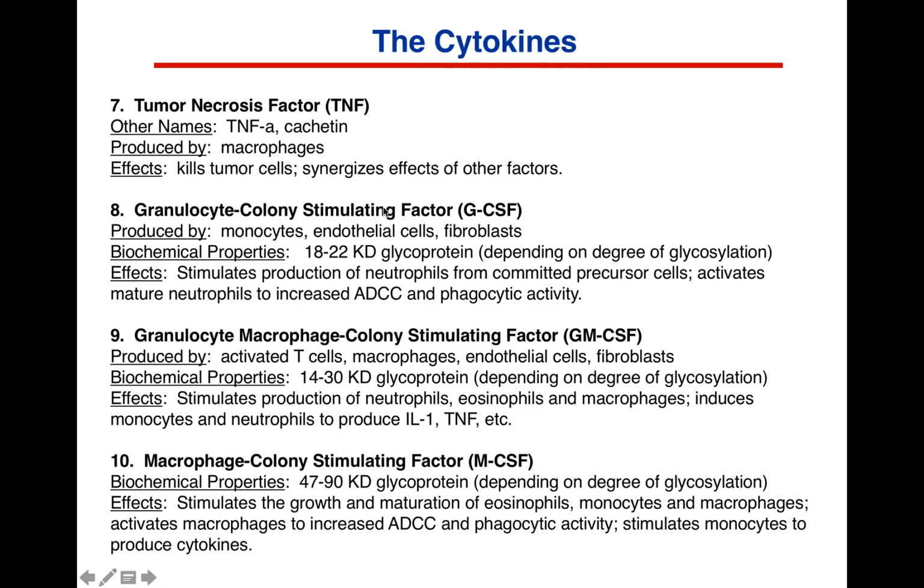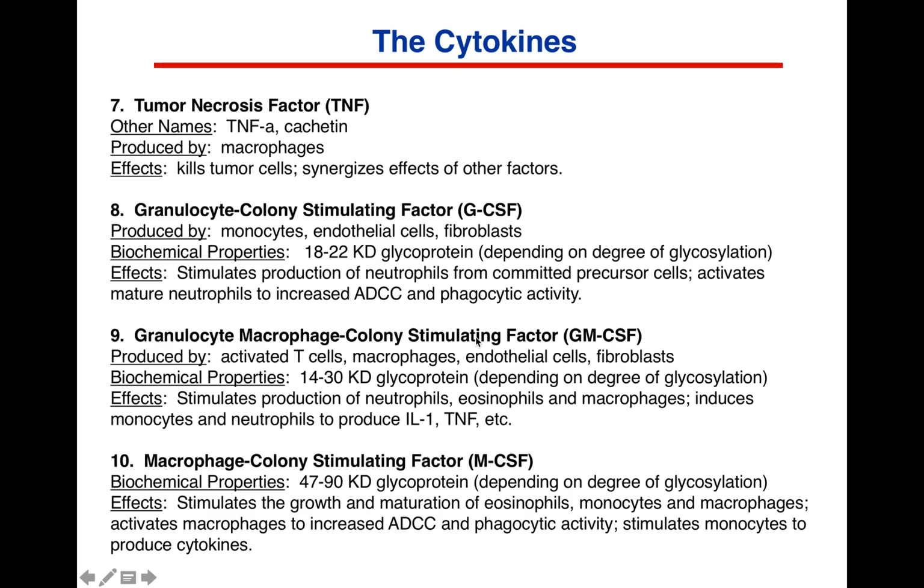G-CSF, or granulocyte colony stimulating factor, we've seen is produced by monocytes and endothelial cells. Again, it's an 18 to 22 kilodalton glycoprotein with different glycosylation patterns. It stimulates the production of neutrophils from committed precursor cells, and activates mature neutrophils to carry out ADCC and phagocytic activity. So some of these can stimulate production of new cells, differentiation, as well as the activities of those cells.